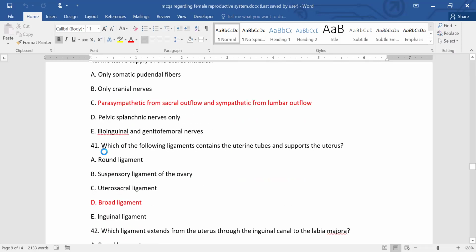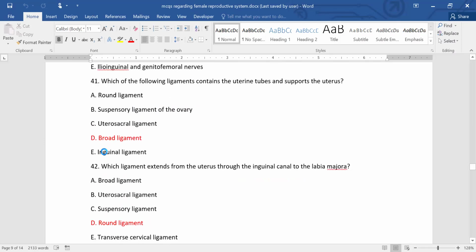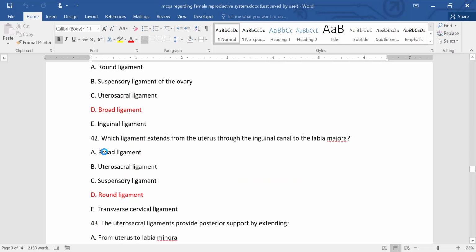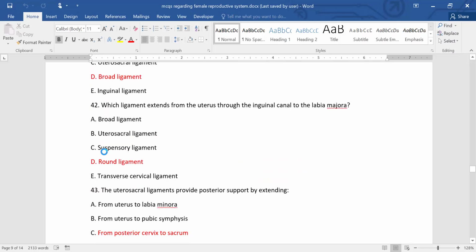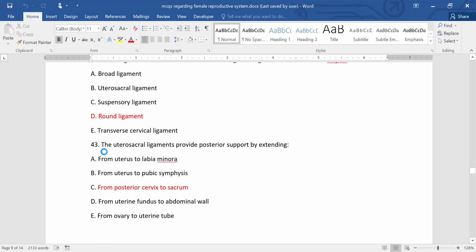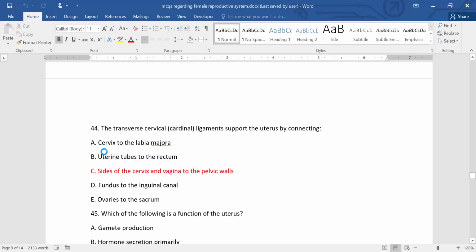Which of the following ligaments contain the uterine tubes and supports the uterus? Broad ligament. Which ligament extends from the uterus through the inguinal canal to the labia minora? Round ligament. Uterosacral ligament provides posterior support by extending from posterior cervix to sacrum. Transverse cervical ligaments support the uterus by connecting the sides of the cervix and vagina to the pelvic walls.